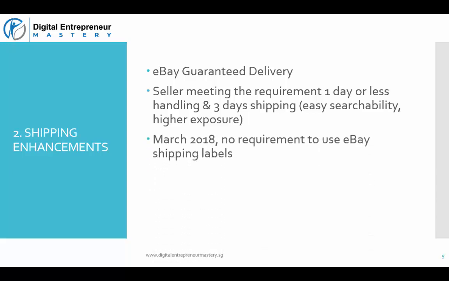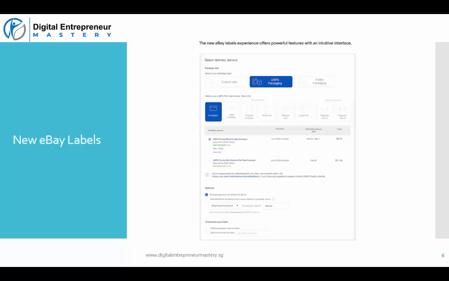Since March 2018, eBay has announced there's no requirement to use eBay shipping labels. You can use the new labels that are available. You can see there are now options to use USPS, FedEx, and also your own custom label. So there's no need to buy from the eBay side.